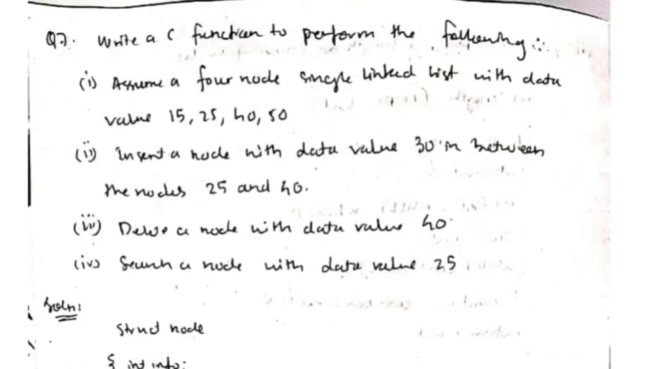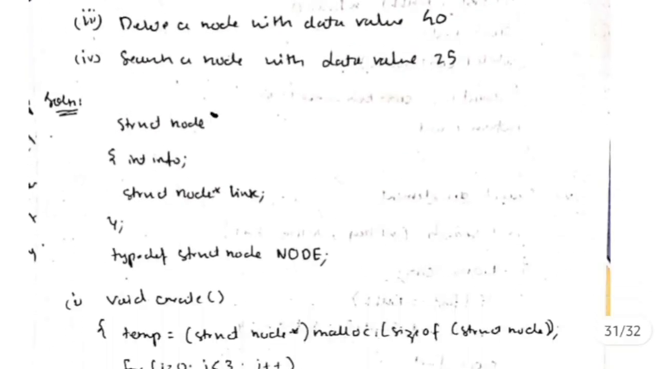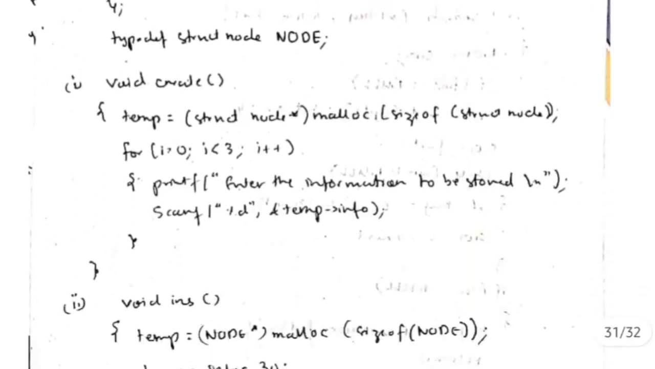Okay, in this question we have been asked to create a linked list with the values 15, 25, 40 and 50. So for that, first we will declare the structure part, which is having the information and link part, and after that we will use this function.